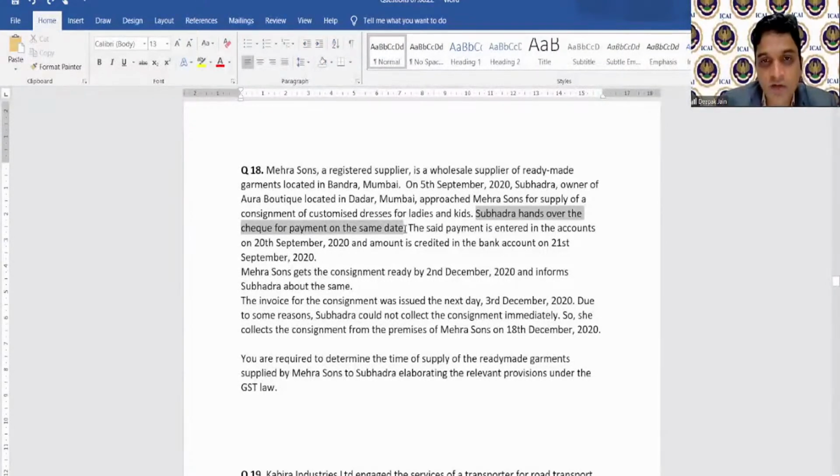कब? 5th September को. The said payment is entered in the accounts on 20th September and amount is credited in the bank account on 21st September. Mera Sons get the consignment ready by 2nd December and inform Subhadra about the same. The invoice was issued on the next day, that is 3rd December. Due to some reason, Subhadra could not collect the consignment immediately. So she collects the consignment from the premises on 18th December. ठीक है.